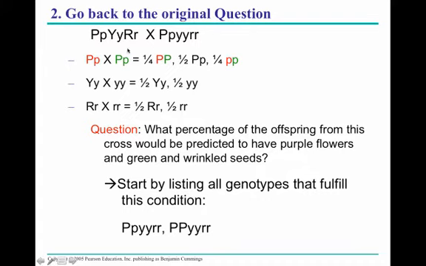So that's what we had in the last slide as far as the frequencies. And I'll give you these genotypes. So these are the genotypes that satisfied this question. So I would ask you, what's the chance of getting purple flowers? They both have purple flowers. Green and wrinkled seeds. They'll both have green and wrinkled seeds. So what's the chance of these two genotypes?